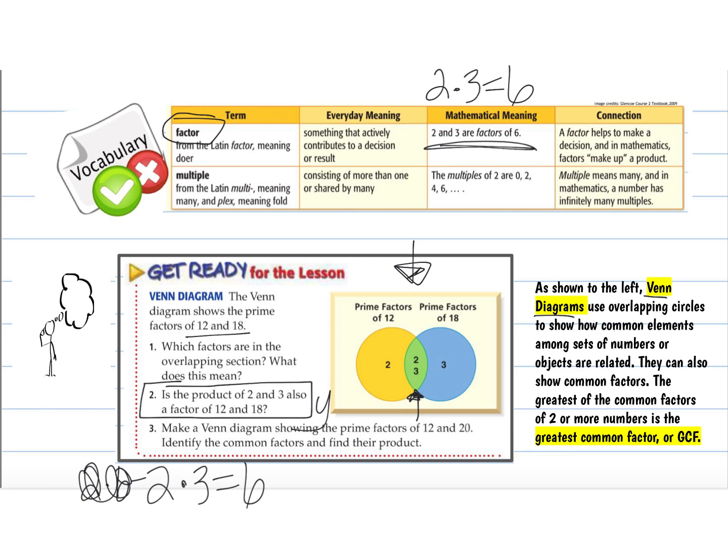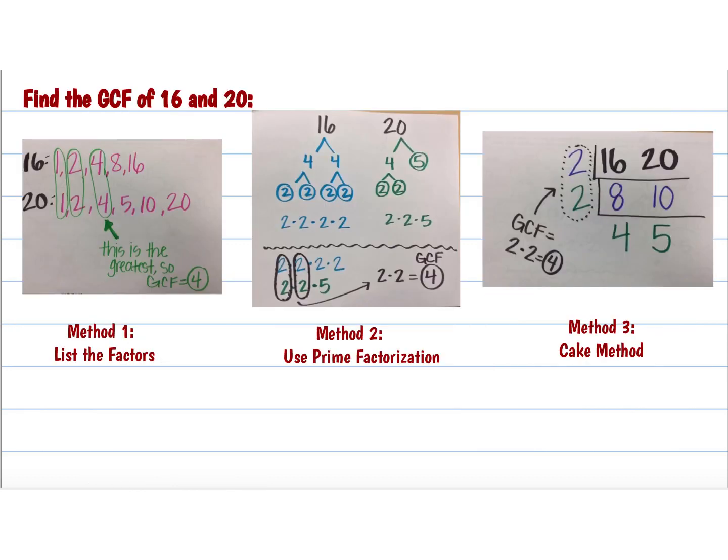So if we were to list out all of our factors of 12 and all of our factors of 18, we could find the ones that they have in common, and then the greatest, like the highest one, would be our greatest common factor. So here's some examples that you do not need to write down right yet because we're going to use these examples to solve other ones.